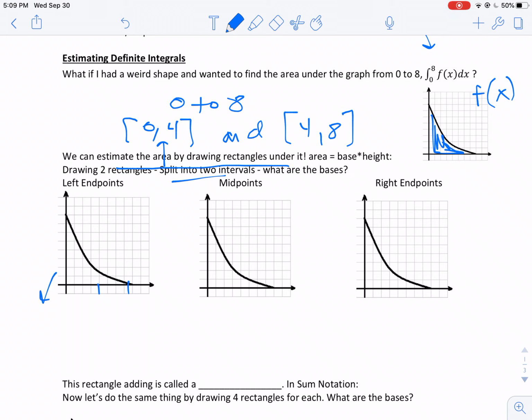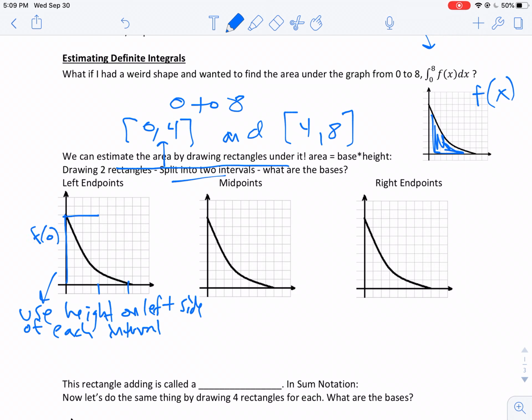So for the left endpoints, what I'm basically doing is using the height on the left side of each interval. So I'm going to make two rectangles. For my interval from 0 to 4, I'm going to go up to the height of the function on the left side at 0. So it has that height there of f of 0. And I'm going to go over to 4 and draw a rectangle there. And then for my next one, I use the height at 4 and go over. Again, I've split it into two parts, and in each part, I'm using the value of f at the left endpoint.